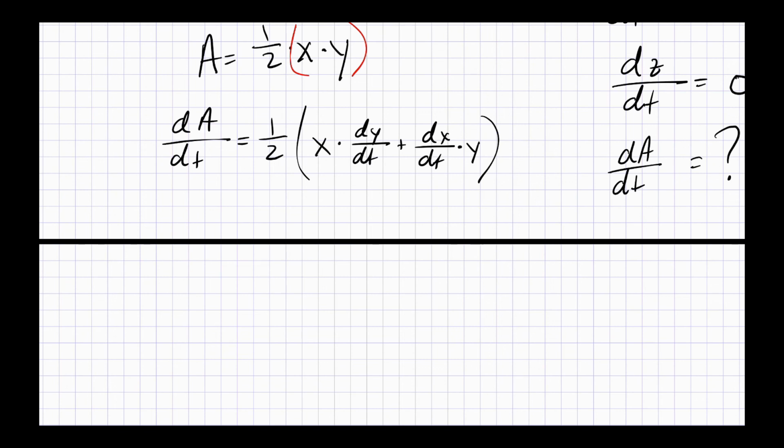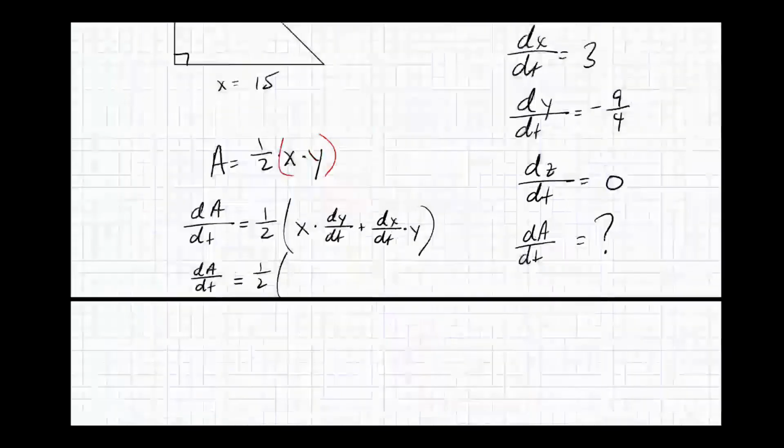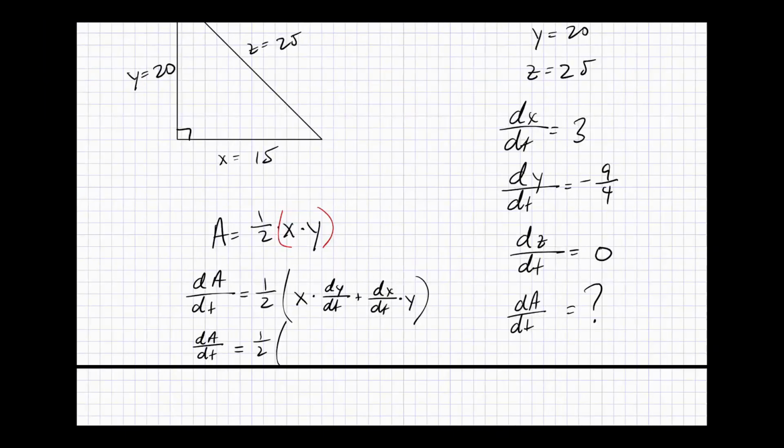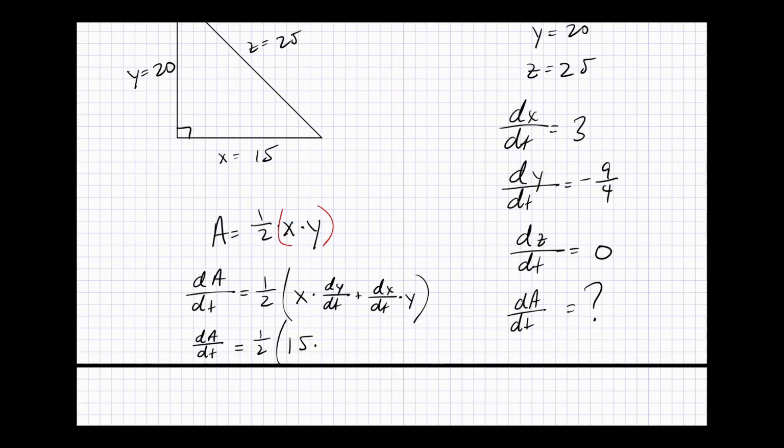Okay. Last step, plug it in. Well, I don't know what dA/dt is. That's what I'm trying to figure out, right? Let's see. 1/2, x is 15, dy/dt is -9/4, plus dx/dt is 3 times y, which is 20.